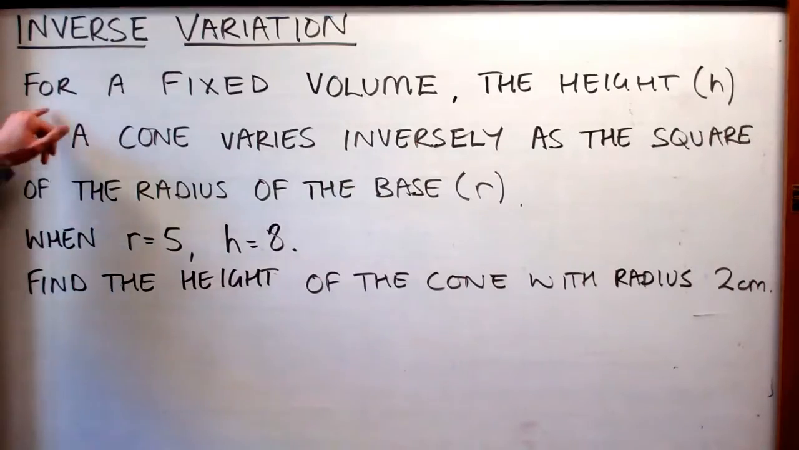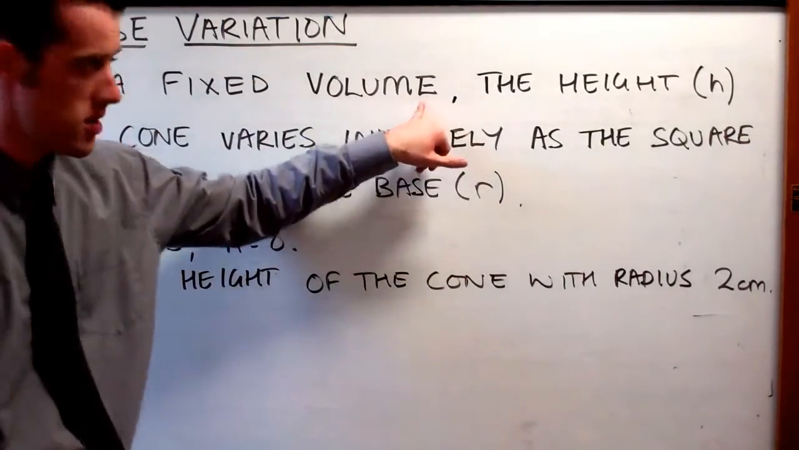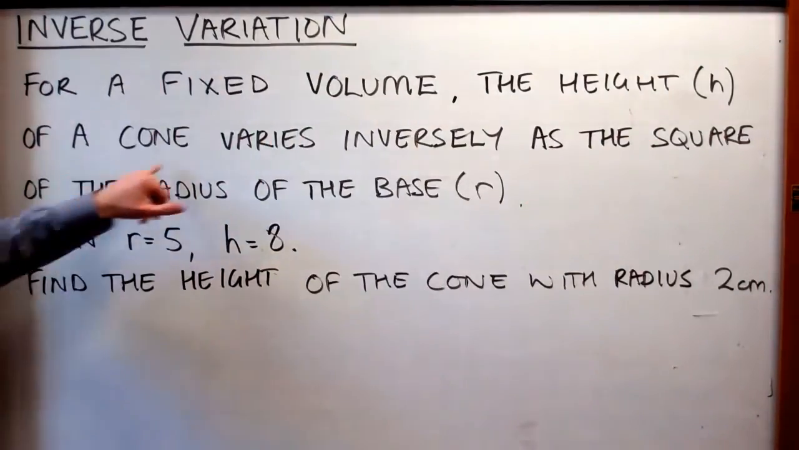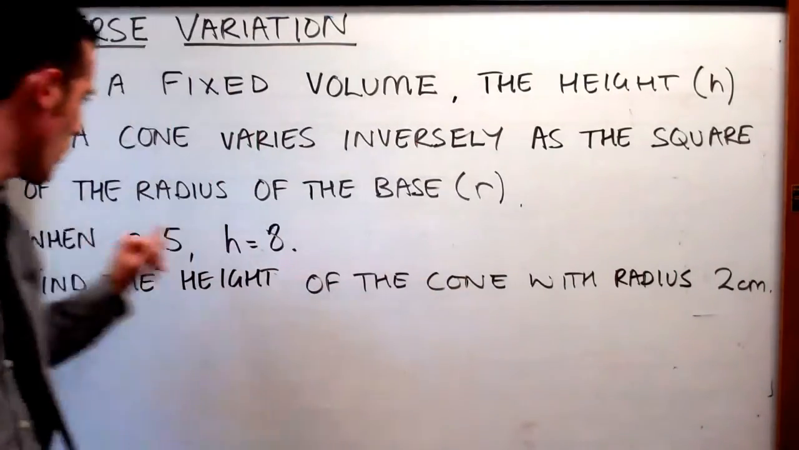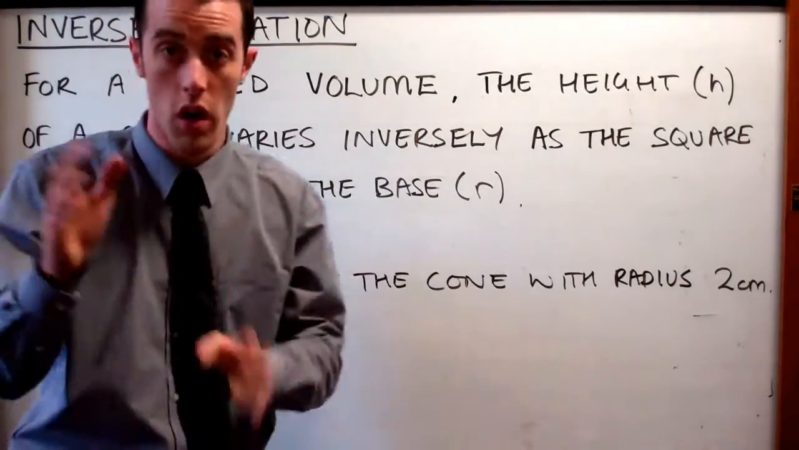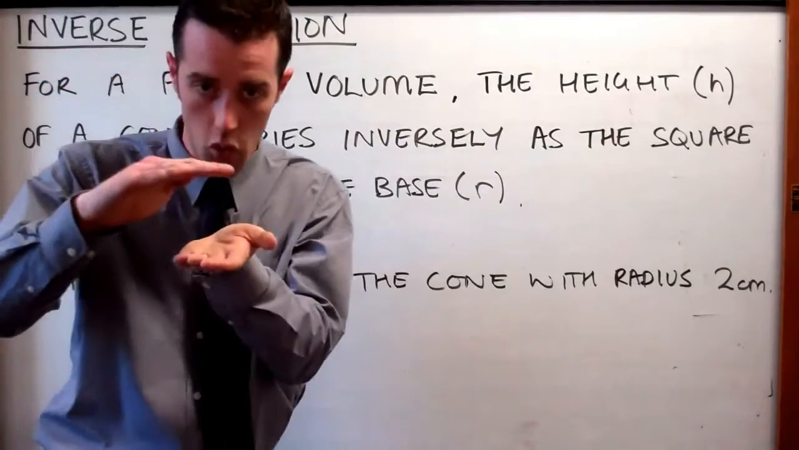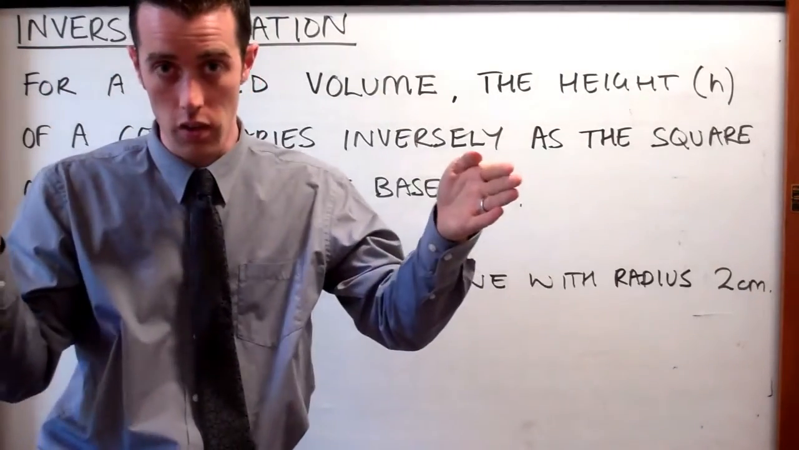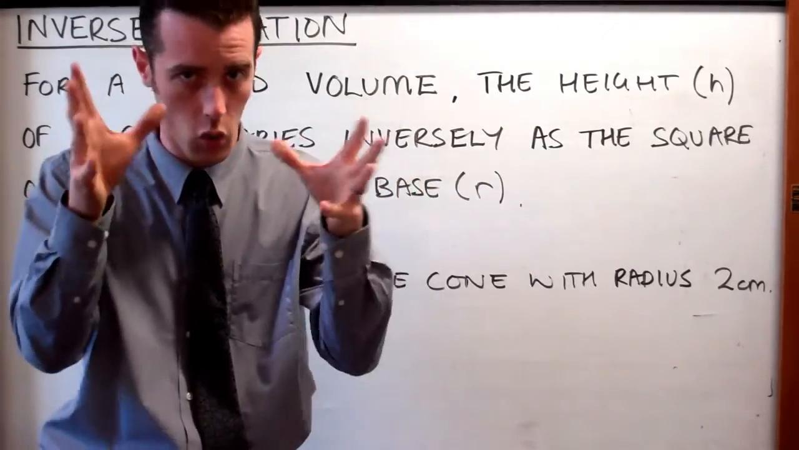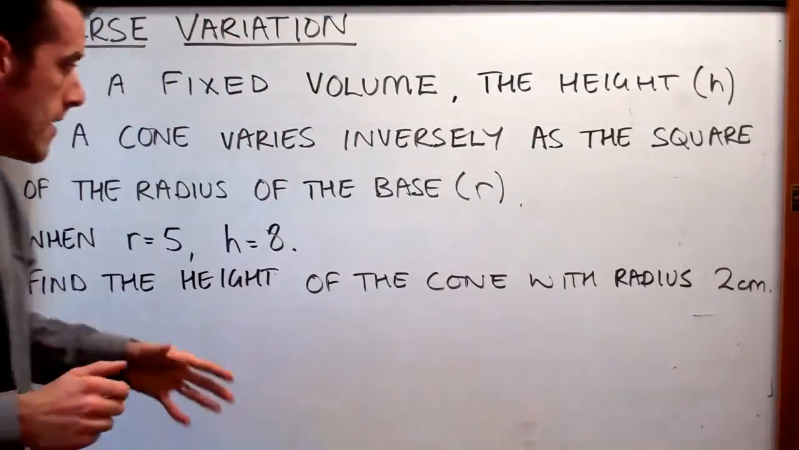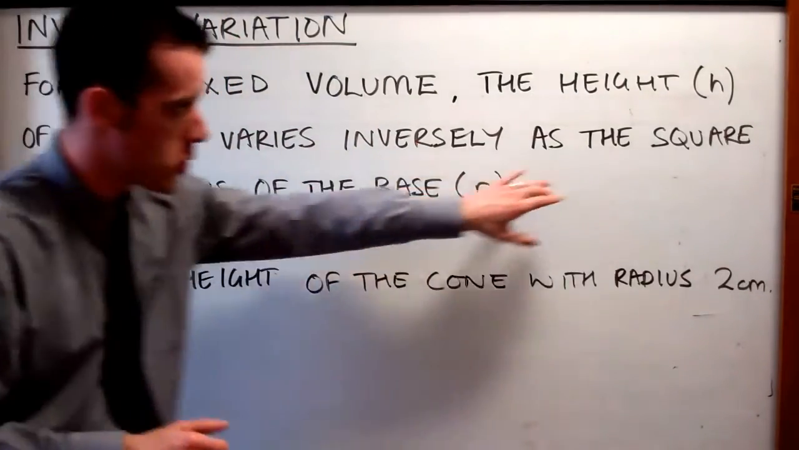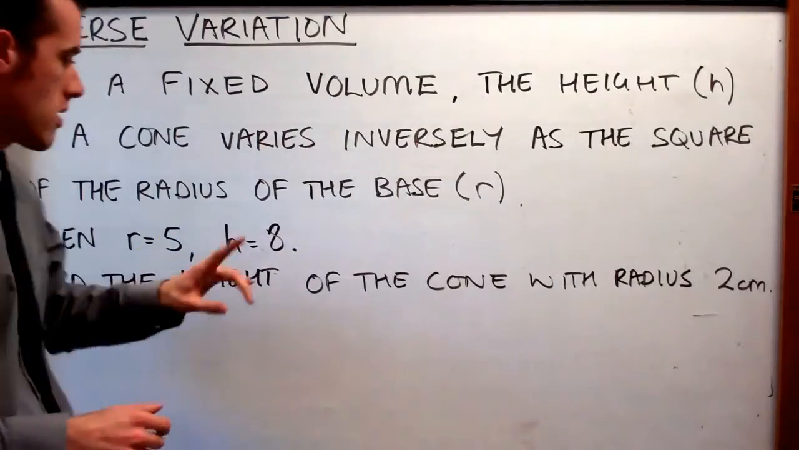So for a fixed volume, if the volume stays the same, then the height of a cone varies inversely as the square of the radius of the base. At the same time, if the height of the cone gets smaller, then it's going to get wider at the top if the volume is going to stay the same. I think you can all picture that in your mind's eye. This bit about the square we'll come on to in a minute, but let's start off the question.